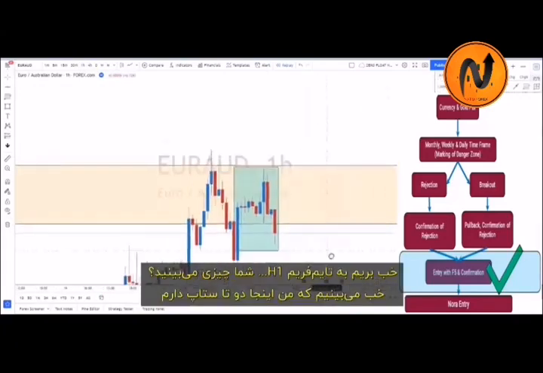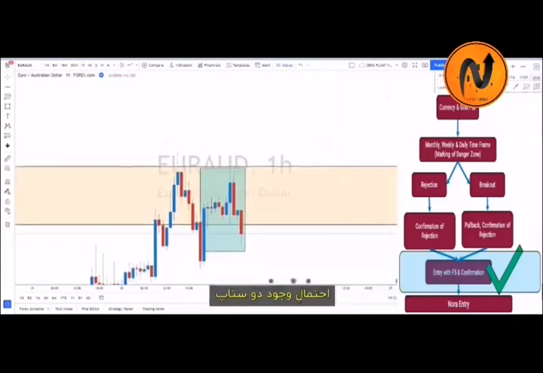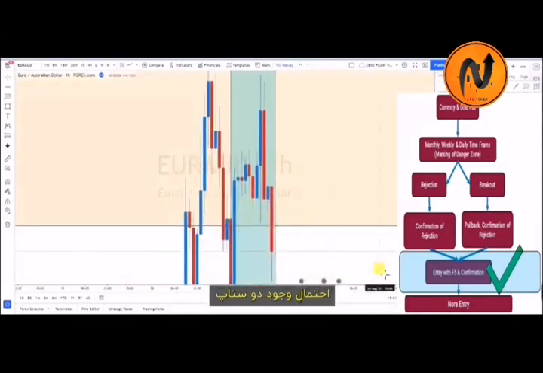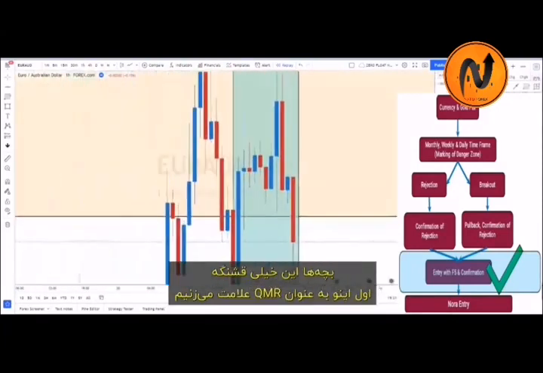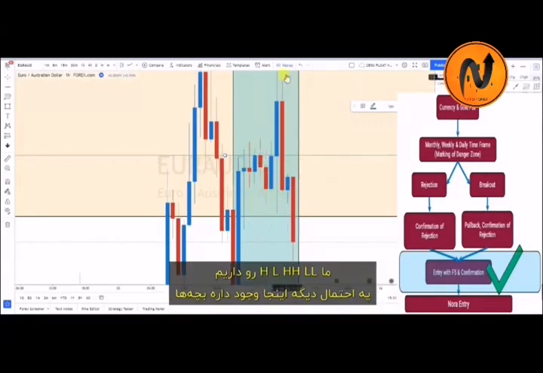Can you guys see anything? Cool. I see there are two setups here, the possibility of two setups. Oh, this is very beautiful, guys. First, we're going to mark this as our QMR. I'm going to mark this line as our QMR. We have the high, low, higher high, and the lower low. Another possibility, guys, there's another one here. What setup is this, guys?